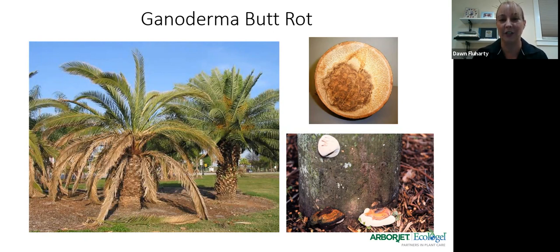So unfortunately, again, just like with our trees, there is no treatment for Ganoderma. The only thing is to recognize it as quick as possible. Dig around, see if you can find those conchs. If you can, best thing to do is remove it. Remove the whole palm, which I know is not what anybody wants to hear. But unfortunately, especially with palms, there's not much we can do about it. And all it's doing sitting there is being a vector.